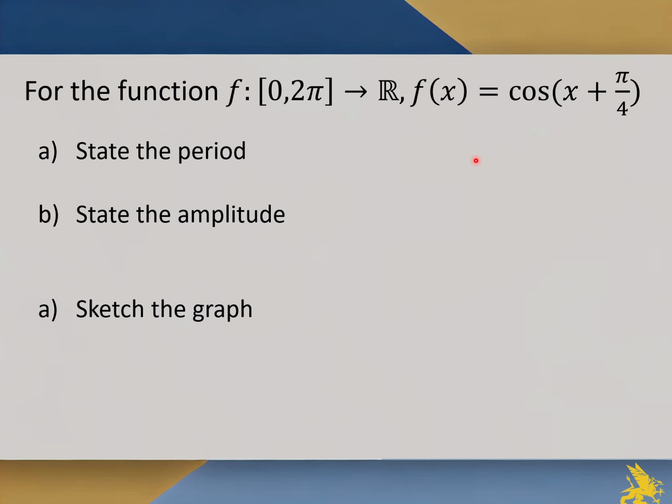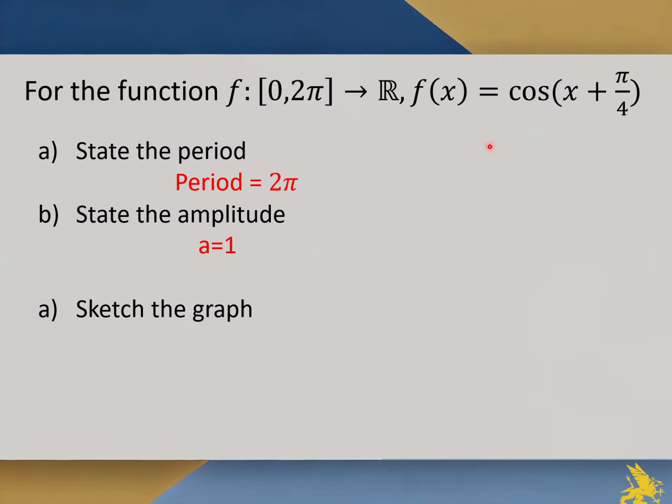First thing we're going to be looking at is the function f with a domain of x greater than or equal to 0 and less than or equal to 2 pi, sketched with all real numbers, f of x is equal to cosine of x plus pi over 4. So straight away, from what we know so far, period: there should be a value b in front of the x. In this case, we've got nothing, so it's 1, which means our period will just be 2 pi. Our amplitude is the a in front of the cosine, and that's 1.